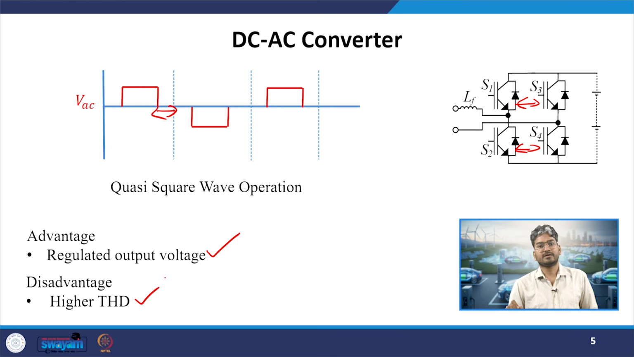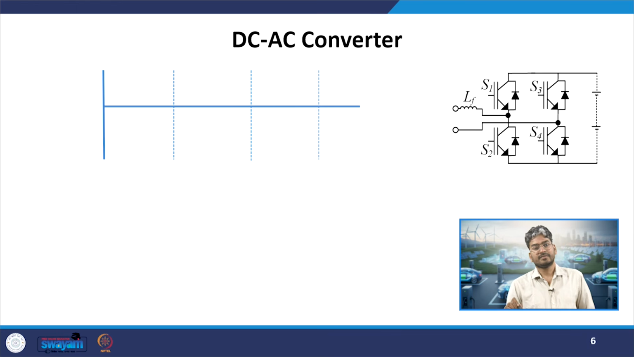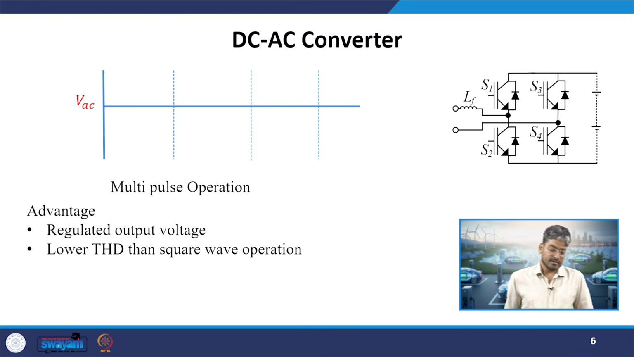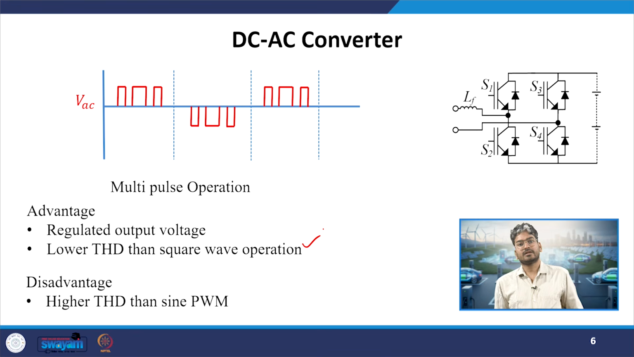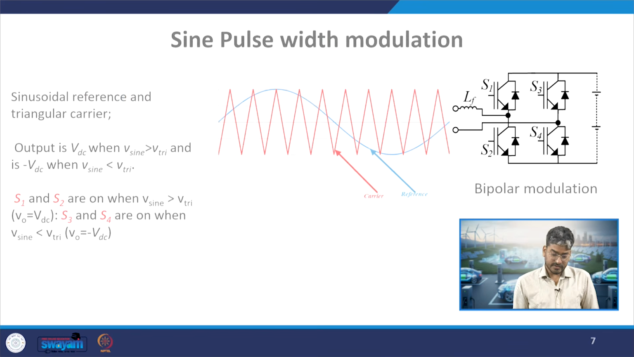Then we saw the other method, the multipulse method. In this, multiple pulses are generated and we try to track our requirement, a sinusoidal voltage. Compared to the previous cases, this has lower THD, whereas compared to the next method, sine PWM, it does not have much better THD performance. Now, the sine PWM technique.